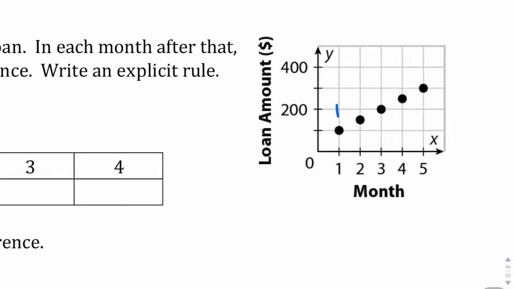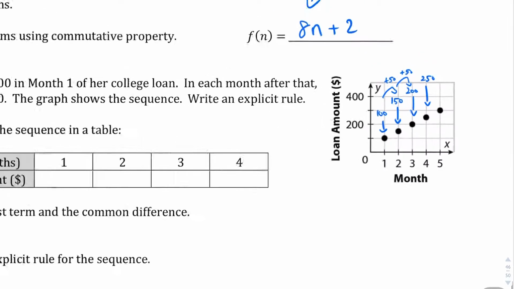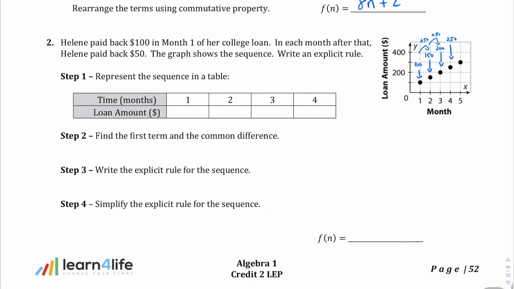So we're told first year she's paid back $100, first month. And then in the second month she pays 50 more. So now she's paid a total of 150. Month 2, she's paying 50 more, which now she's paid 200, so on and so forth. So each time she's adding $50 more to her total paid. So the common difference there, you can already tell, is going to be 50. So let's plug that in.